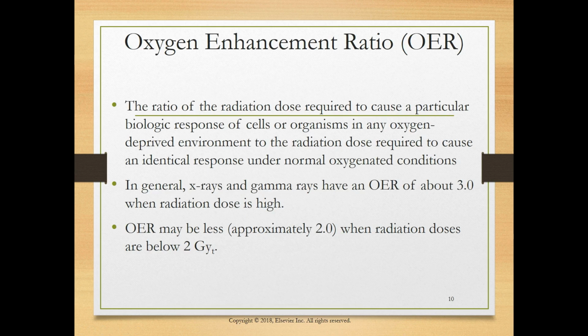Okay, so for X-rays and gamma rays, the WR is 1. And for alpha particles, it is 20. Okay, so remember those numbers.